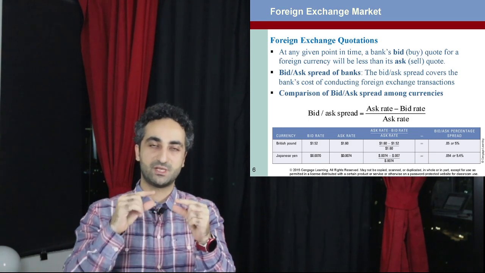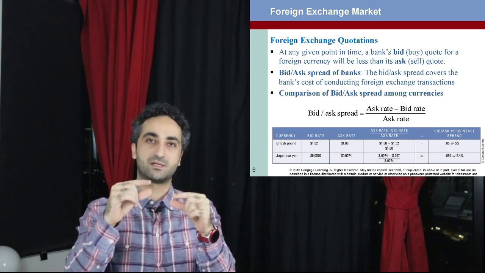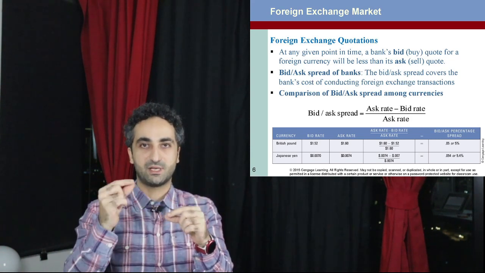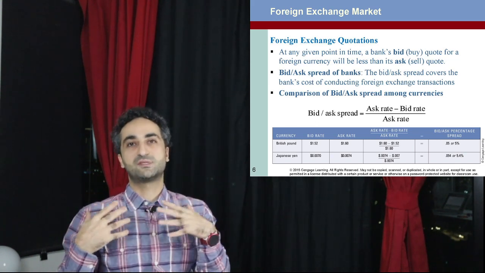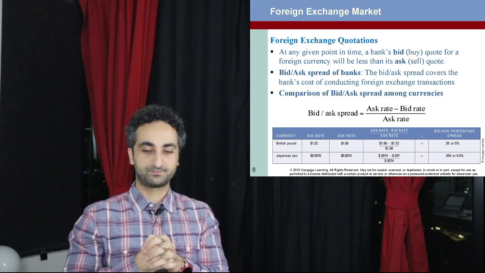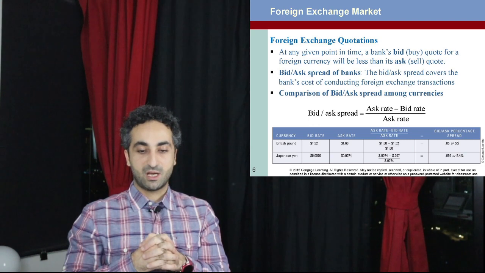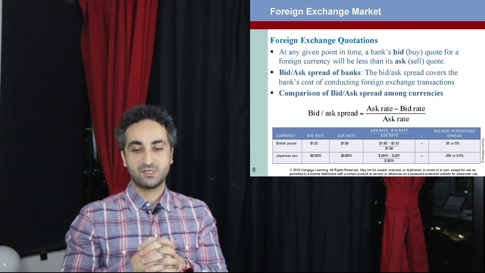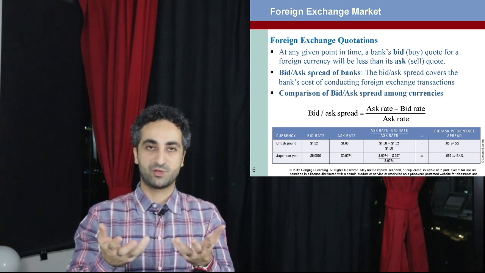So usually we notice there is a difference between bid and ask. Ask price is usually higher than the bid, of course, because I need to cover my cost as a dealer and keep some profits for myself. So at any given point in time, a bank's bid quote for a foreign currency will be less than its ask, which makes sense as we were discussing.